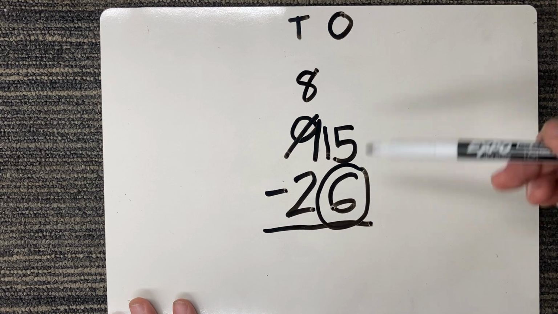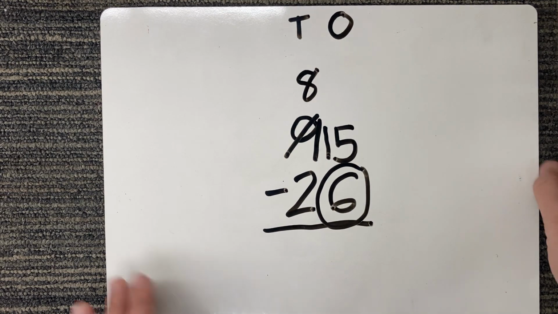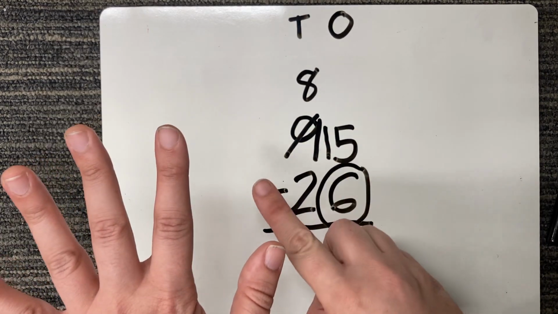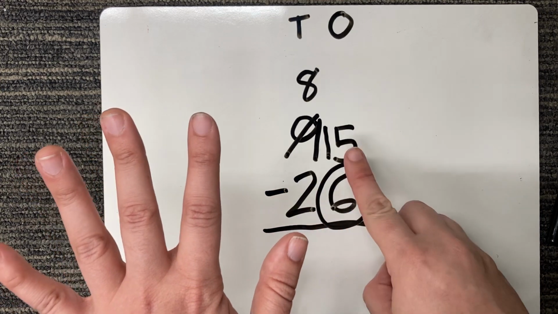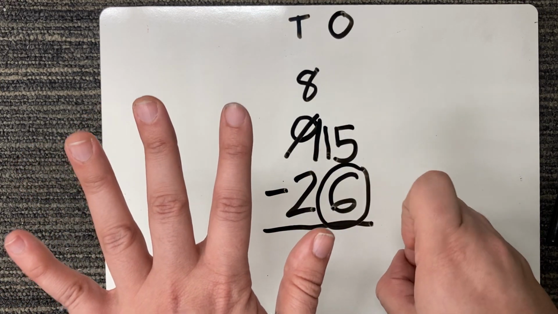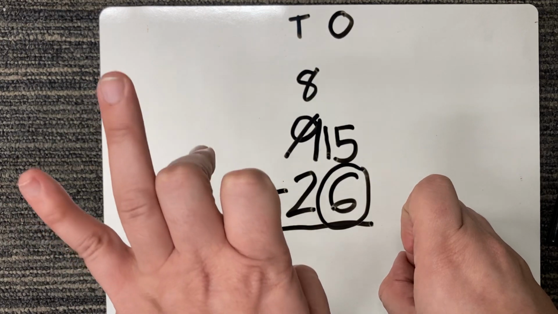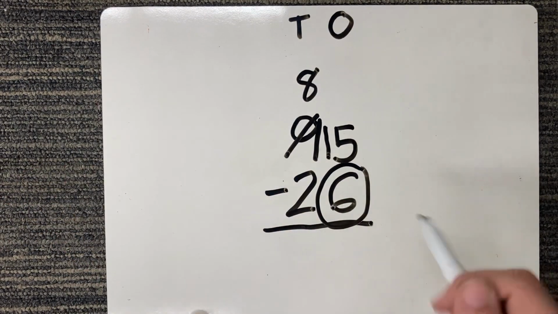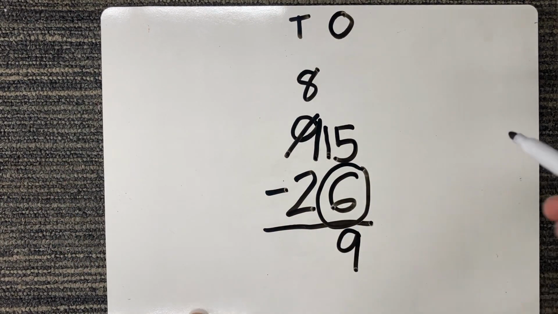15 minus 6. Which one can I put on my fingers? I can put 6 on my fingers. Am I counting bigger or smaller? Smaller. What's smaller than 15? 14, 13, 12, 11, 10, 9. 15 minus 6 is 9.